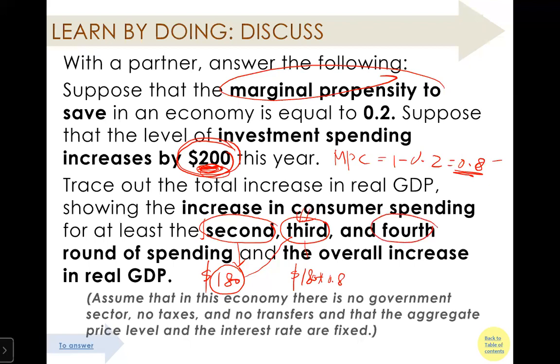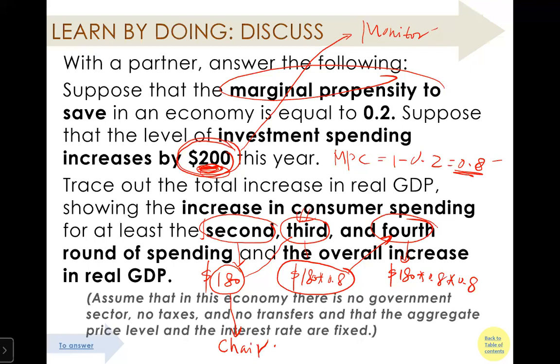Now we have the fourth round. In the fourth round, the person who receives this amount is going to spend a fraction again, so it is the previous amount times 0.8 times 0.8. To complete the story, in the initial round we spent 200 on purchasing a new monitor. In the second round, with that money, we go to buy a new chair.